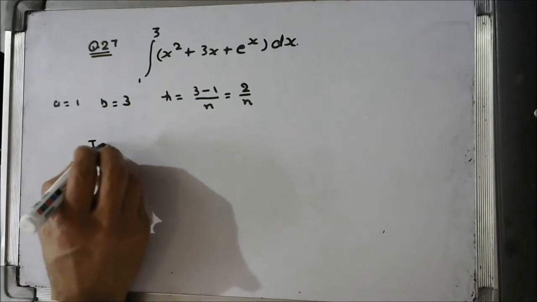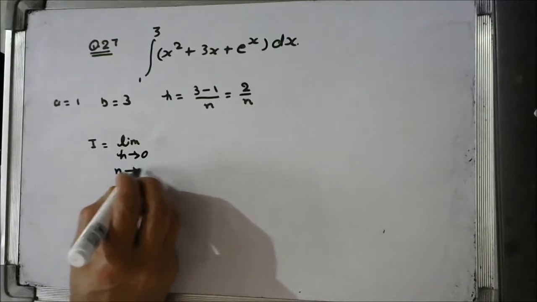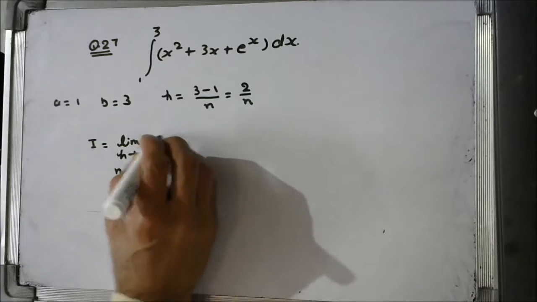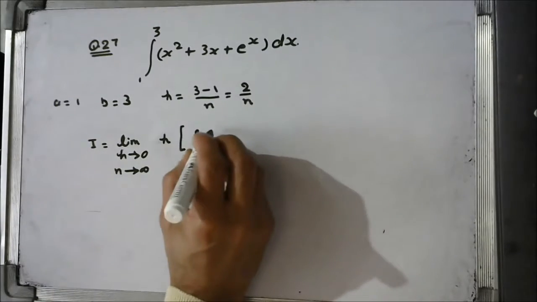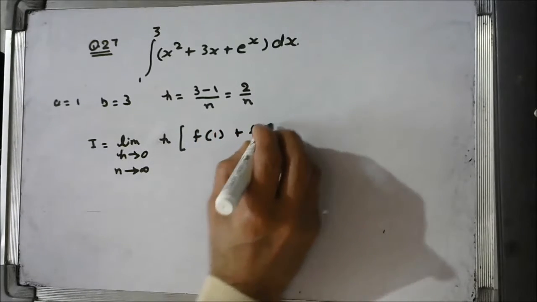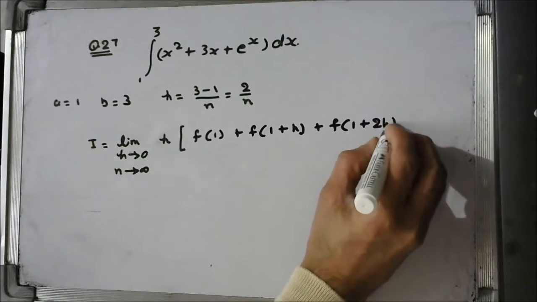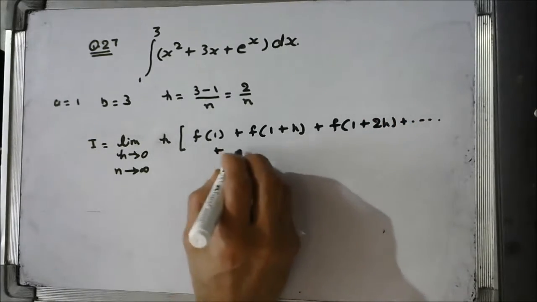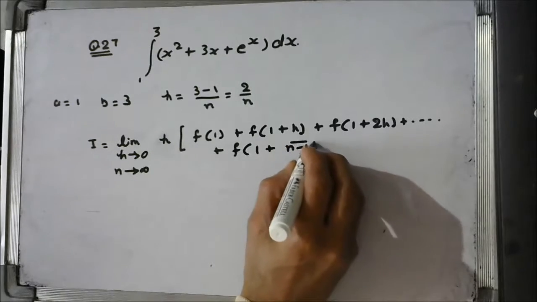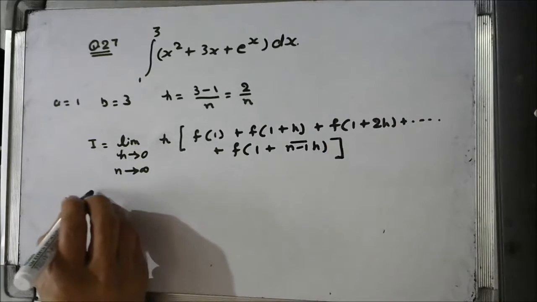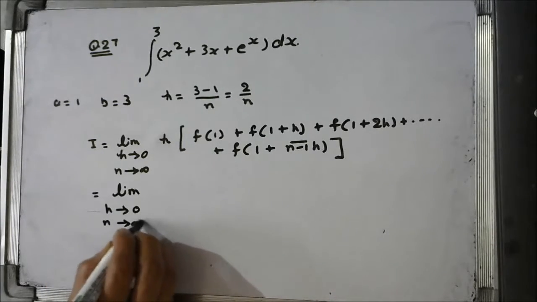So the integral can be written as the limit h approaching 0 and n approaching infinity of h into [f(a), where a here is 1, plus f(a plus h) plus f(a plus 2h), going up to f(a plus (n minus 1)h)].